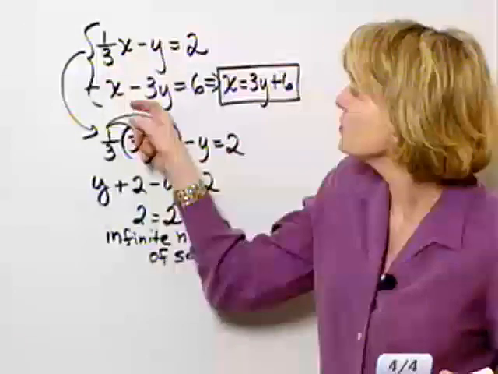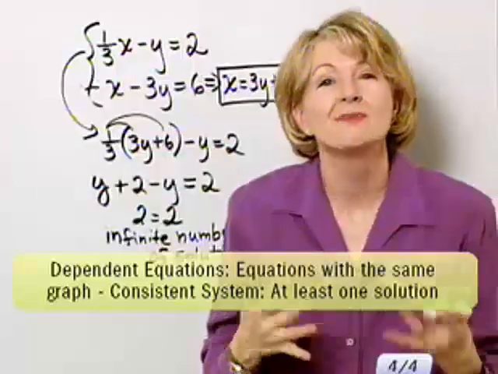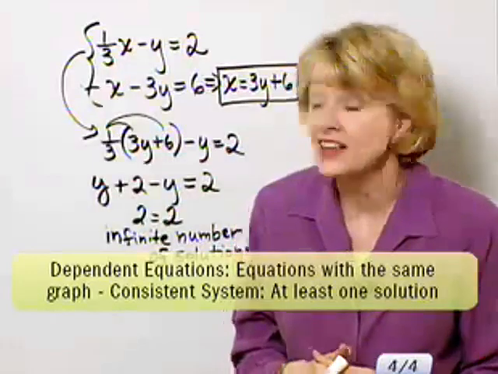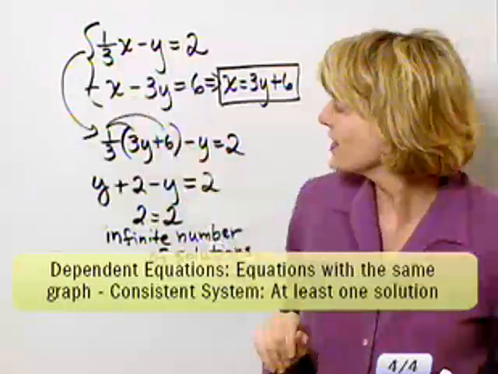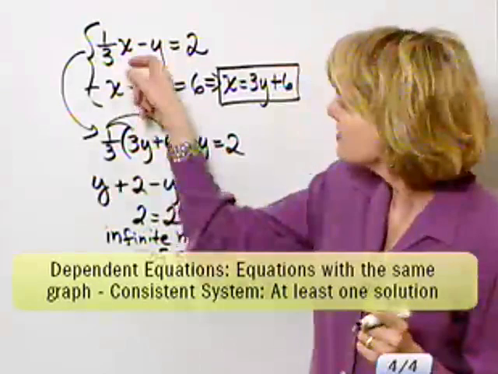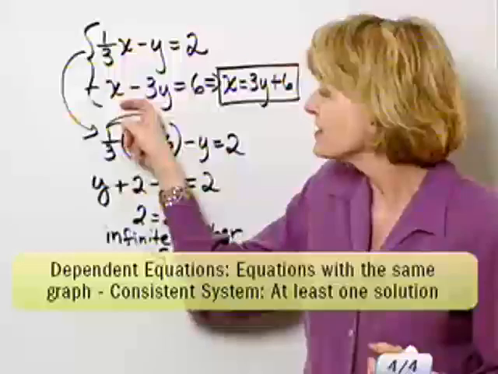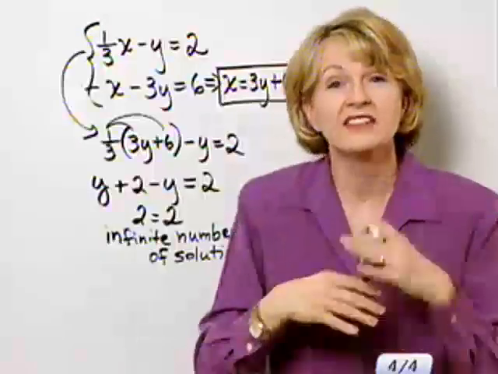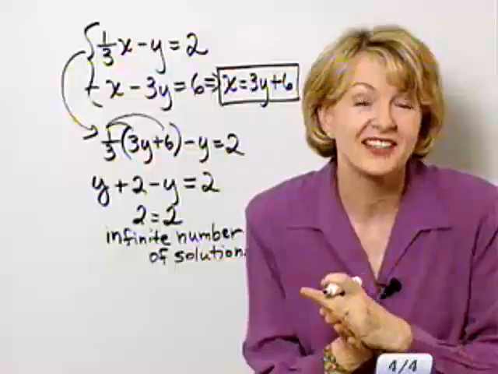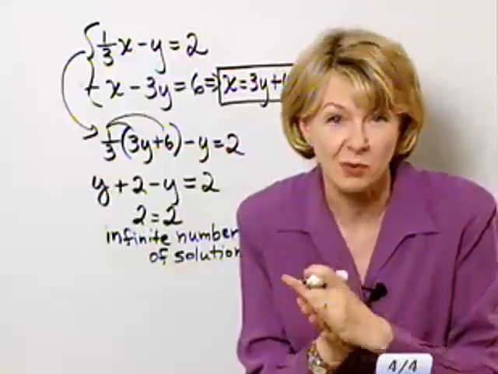Actually, it is true that these are what we call dependent equations. It is a consistent system, but these are dependent equations. If we graph this equation and then we graph this equation, the graphs are identical. So since they're identical, they intersect in an infinite number of points.